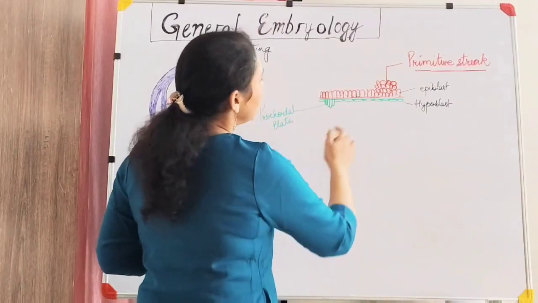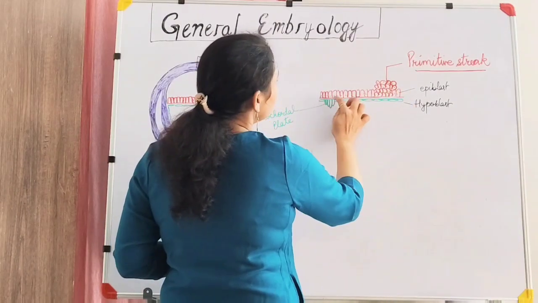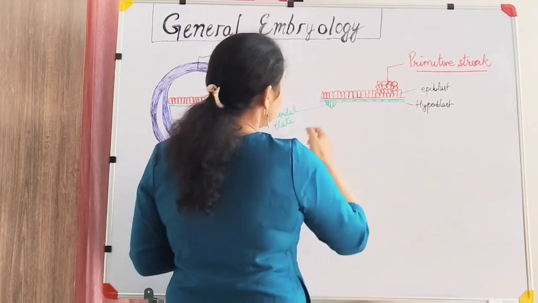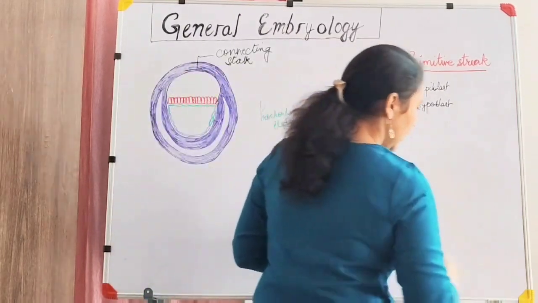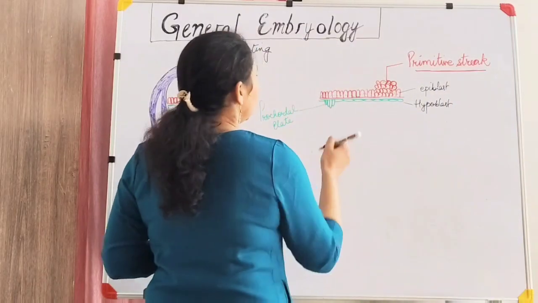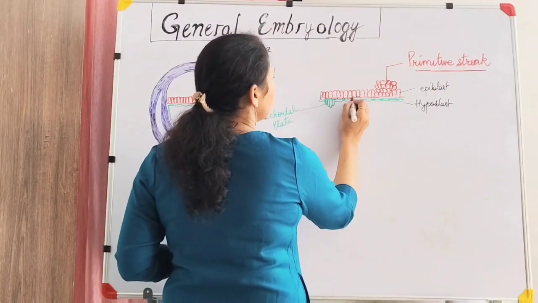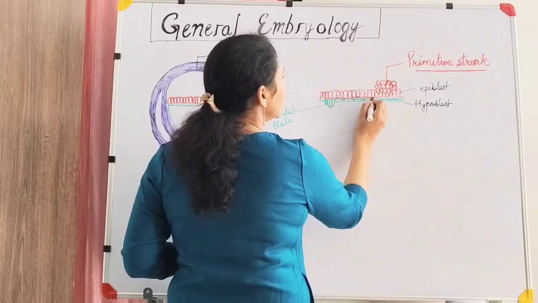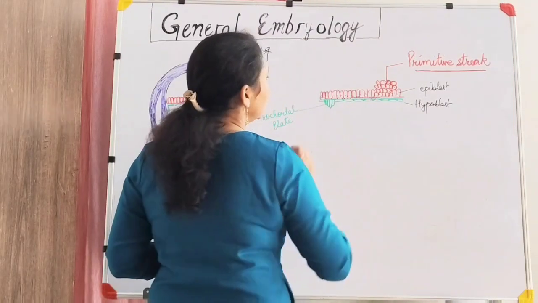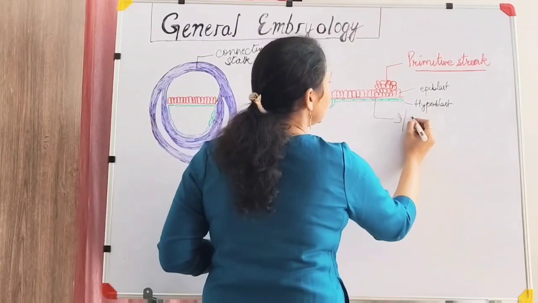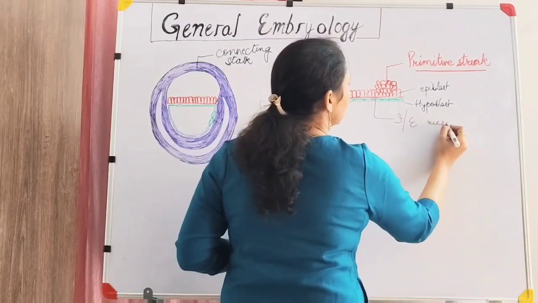Now from the primitive streak, from this bulge, the cells will start going in between this epiblast and the hypoblast. When they move in between them, they form the intraembryonic mesoderm. So we have the third germ layer, that is the intraembryonic mesoderm. This is intraembryonic mesoderm.